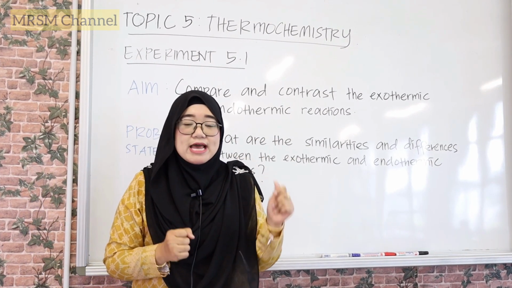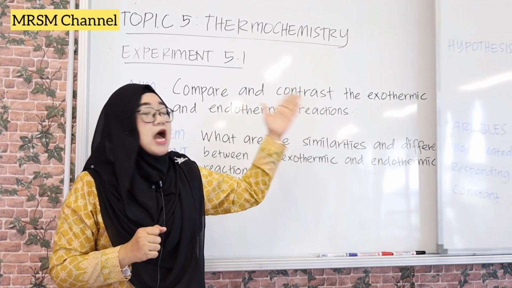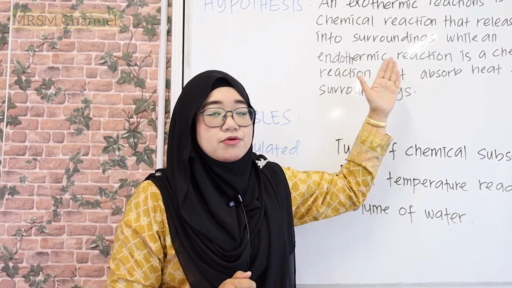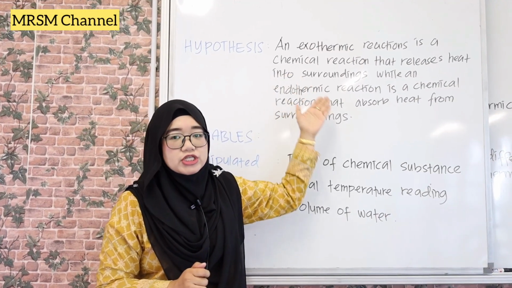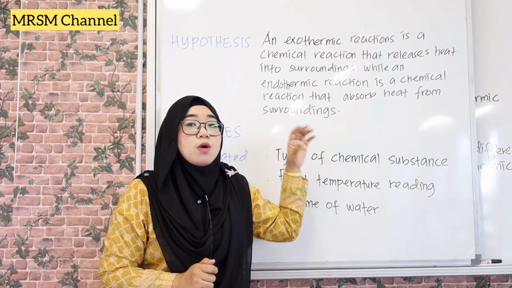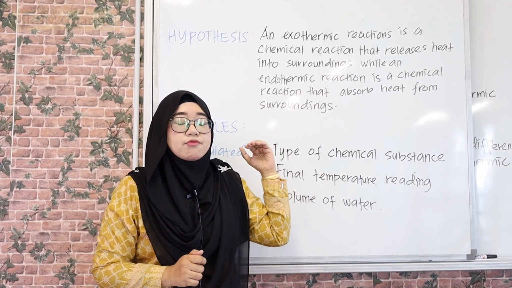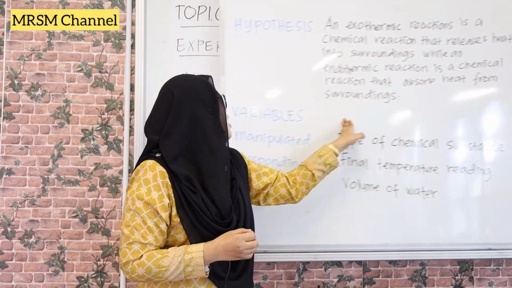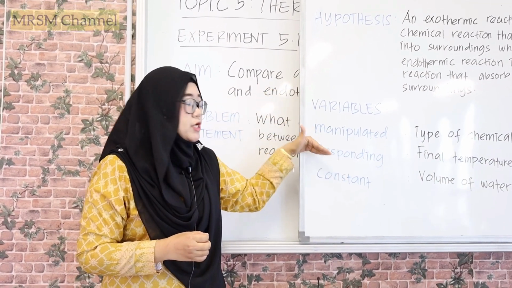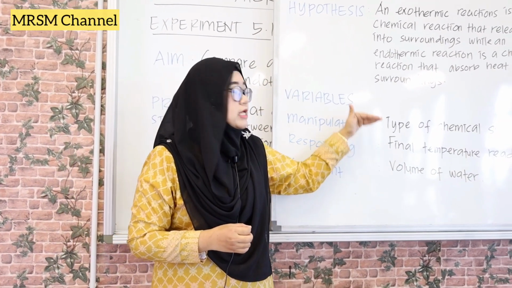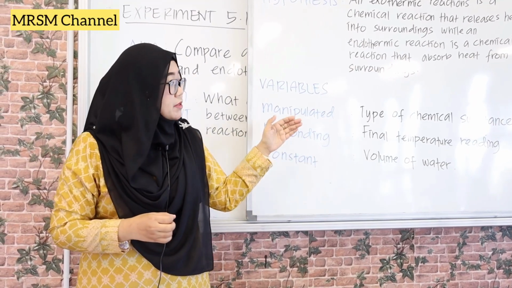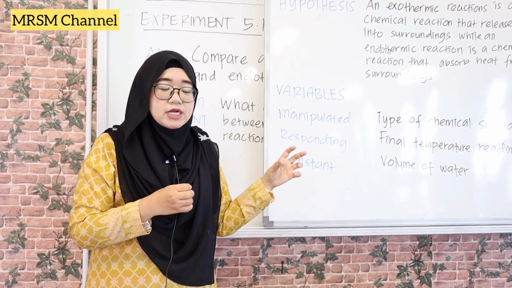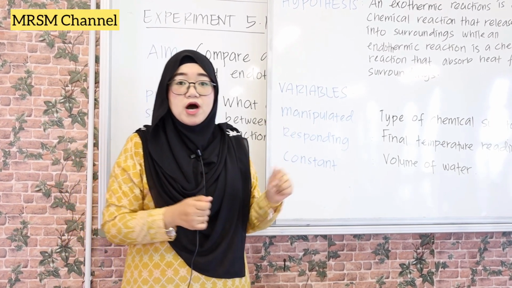Before we run our experiment, here is the hypothesis that we want to prove today. An exothermic reaction is a chemical reaction that releases heat into the surroundings, while an endothermic reaction is a reaction that absorbs heat from the surroundings. Our variables today are the manipulated variable, the responding variable and the constant. The manipulated variable is the type of chemical substance that we use, and the final temperature reading is our responding variable. Our constant is the volume of water.